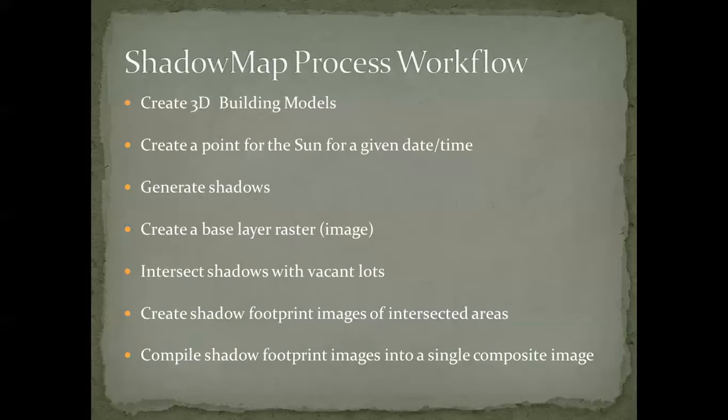Now we move into more of our project workflow. We needed to create 3D building models. We also needed to create a point for the sun at a given date and time, and generate shadows, obviously. We also had to create base layer raster imagery to record those shadows onto, and intersect shadows with our vacant lots. We also had to create shadow footprint images of those intersected areas, and that goes back to the base layers. And then finally we had to compile all of those images into one composite image.